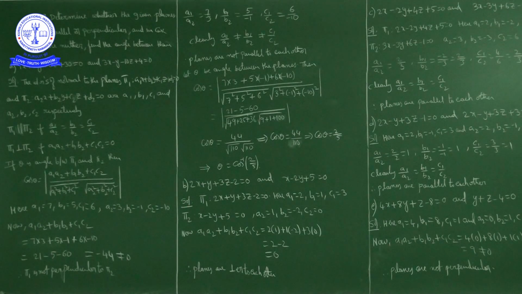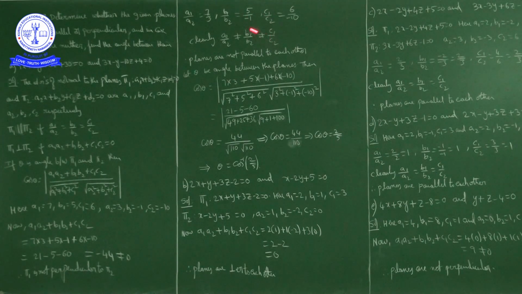Next, to check whether the two planes are parallel or not, we have to check A1 by A2, B1 by B2 and C1 by C2. If these ratios are equal, then parallel, otherwise they are not parallel. Now A1 by A2 is how much? A1 is 7, A2 is 3, so 7 by 3. B1 by B2: B1 is 5, B2 is minus 1. 5 by minus 1 is minus 5.